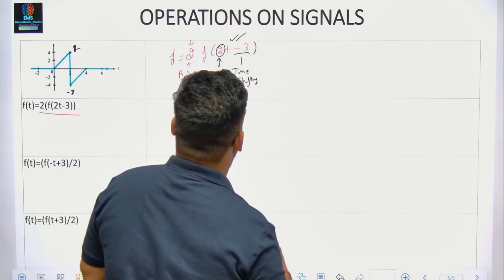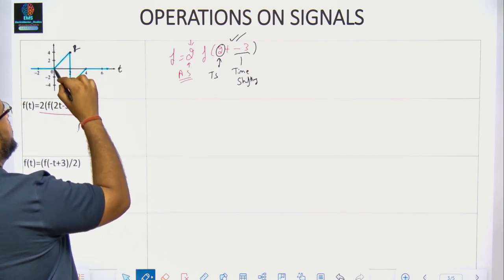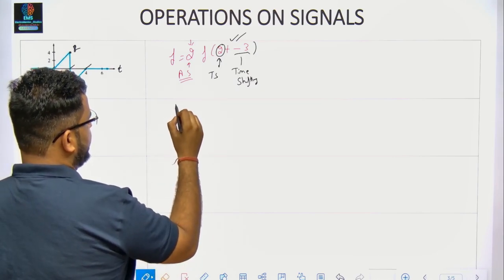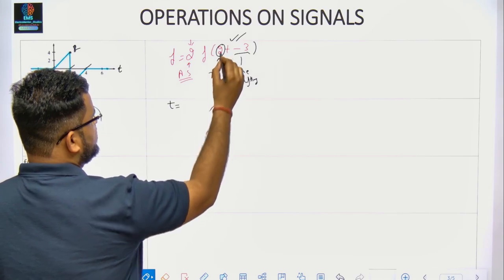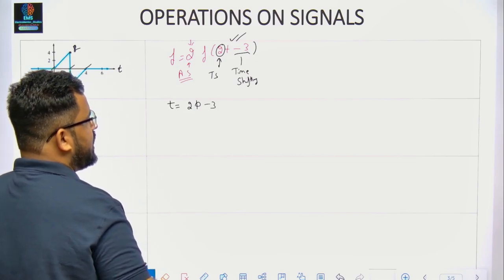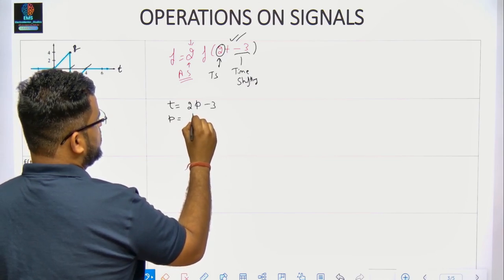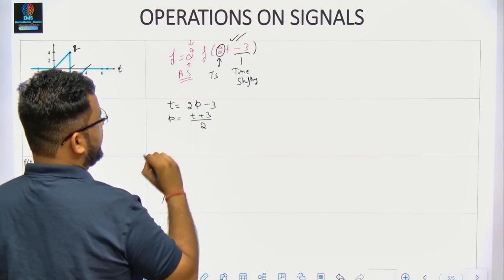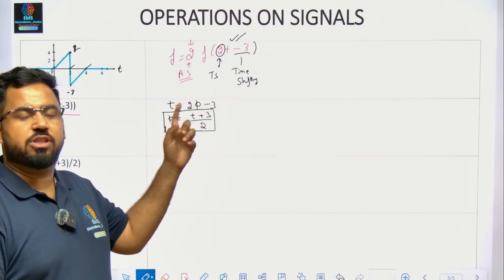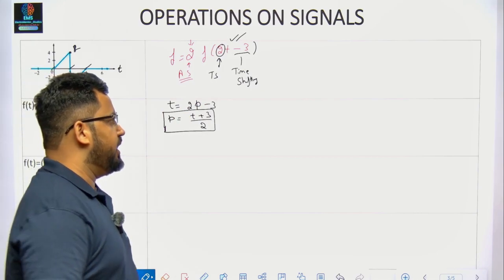Now the trick is over here. How to solve this? Simply just do one thing. See, you have got all the values for t. t is 0, t is 2, t is 4. So just do one thing. Replace this t with a dummy variable: 2p minus 3. Clear? So now get everything in terms of p. So p is equal to t plus 3 divided by 2. This becomes my p. So what I've done, I've just replaced this t with the dummy variable p. Now I'm writing t is equal to 2p minus 3.